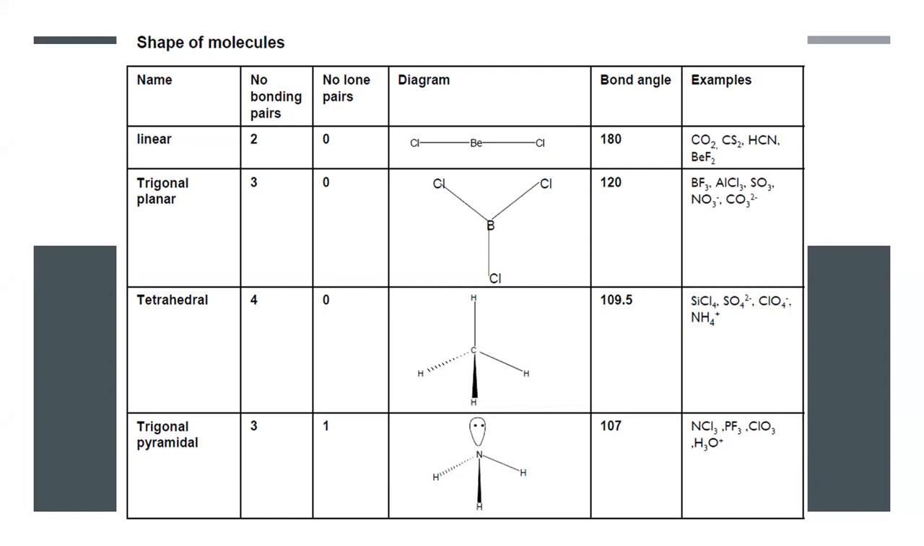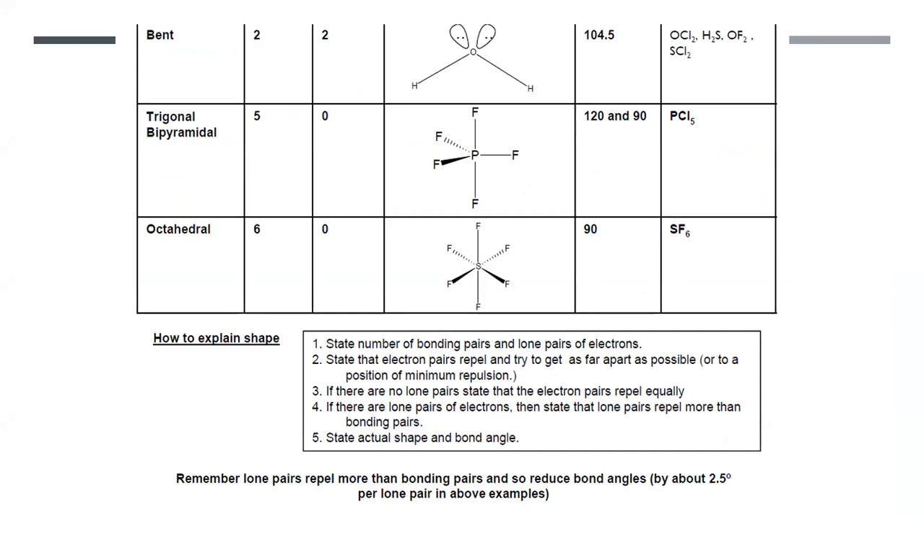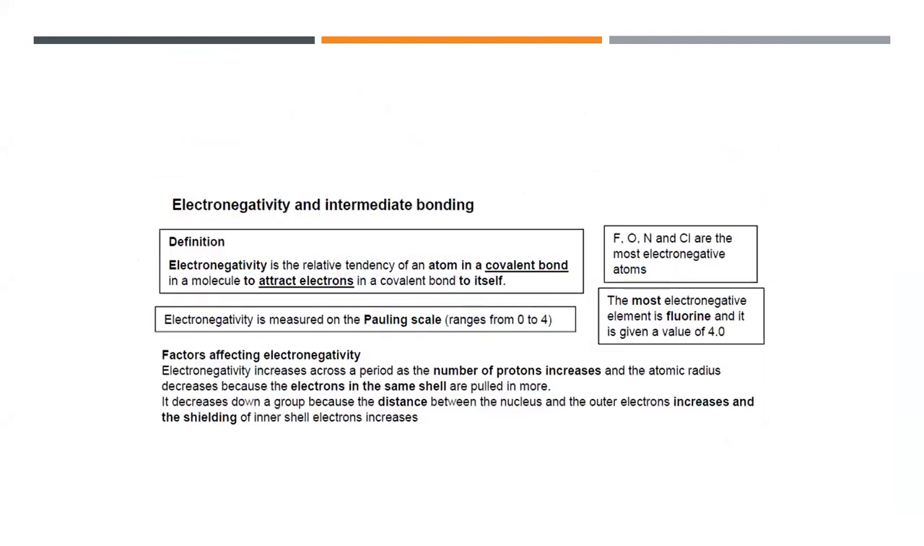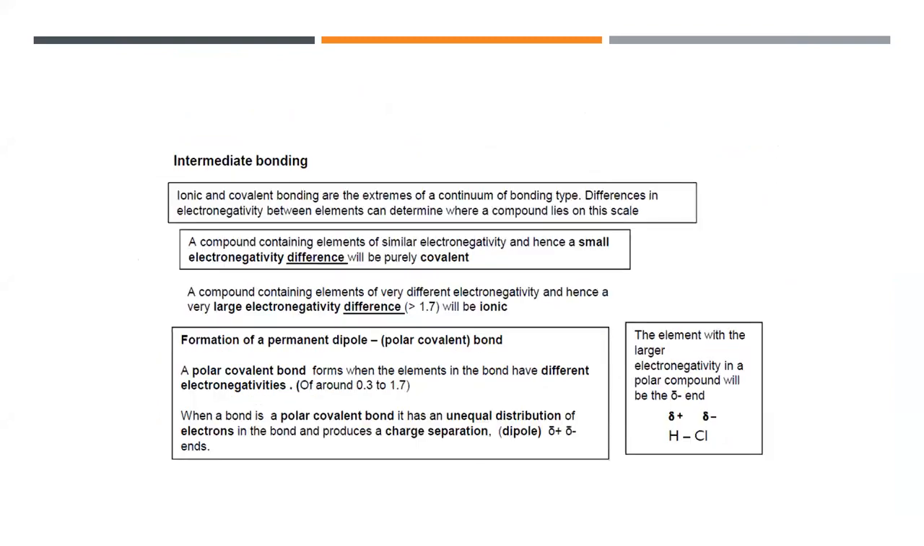It can be linear, trigonal planar, tetrahedral, trigonal pyramidal, trigonal bipyramidal, bent, or octahedral. So it depends on the number of bond pairs and lone pairs. And then electronegativity is the tendency of an atom to attract the shared pair of electrons. And the covalent bond can be polar or non-polar depending on the difference in electronegativity.